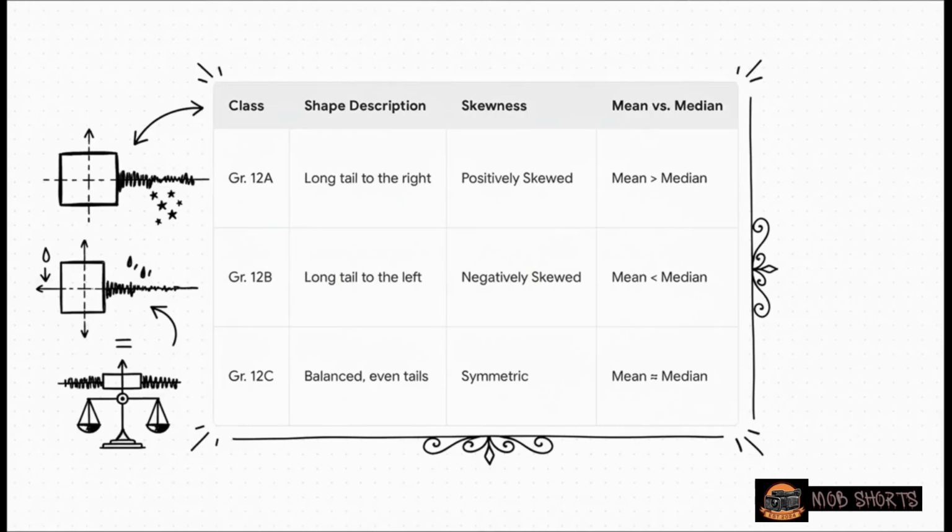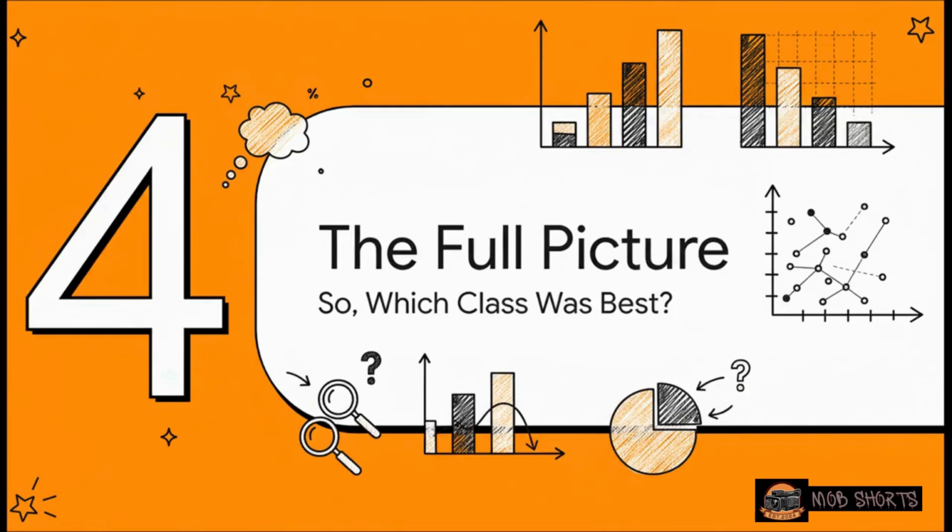So let's decode what we're seeing. Look at Class A. See how the main box of scores is kind of scrunched up on the left, but it has that long whisker stretching way out to the right? That's what we call positively skewed. It's the picture of a few really high scores pulling that mean way up, exactly what we saw in the numbers. Now look at Class B. It's the mirror image, right? It's negatively skewed, where a few low scores drag the mean down. And Class C? That's a classic. Beautifully balanced, perfectly symmetric.